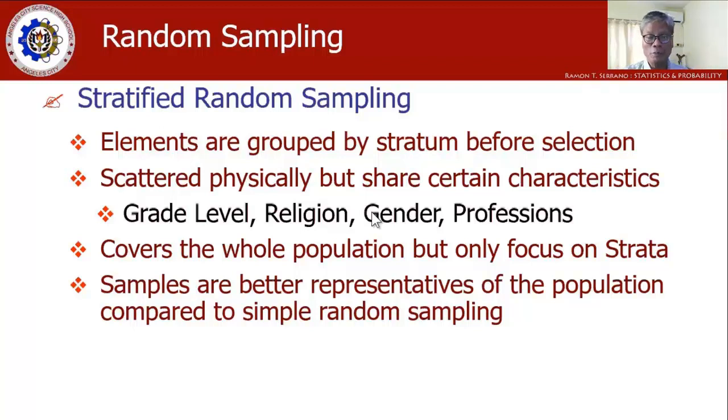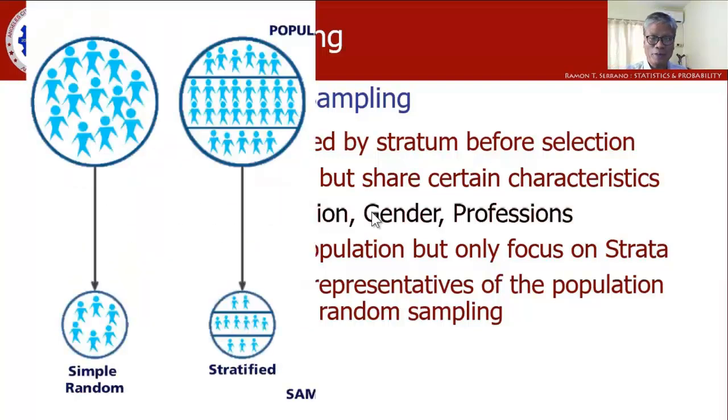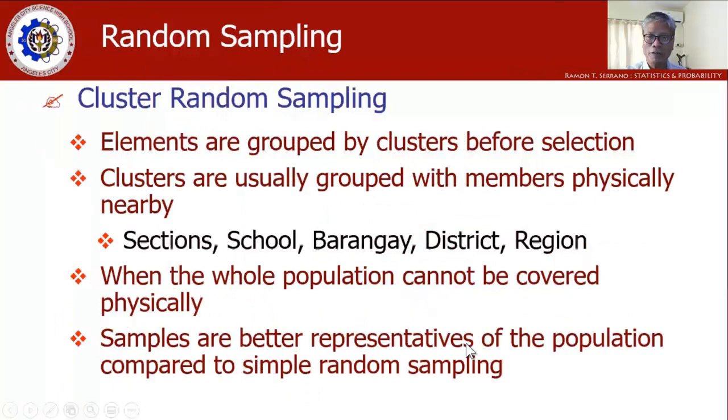Now, it covers the whole population, but only focus on strata. And samples are better representatives of the population compared to simple random sampling because you get a representation for each stratum. Okay? Got it? You subdivide the whole population into different stratum. Okay? Now let's move on to the next, cluster random sampling.